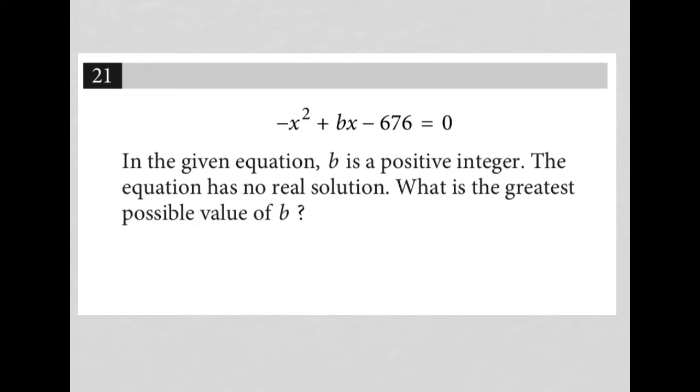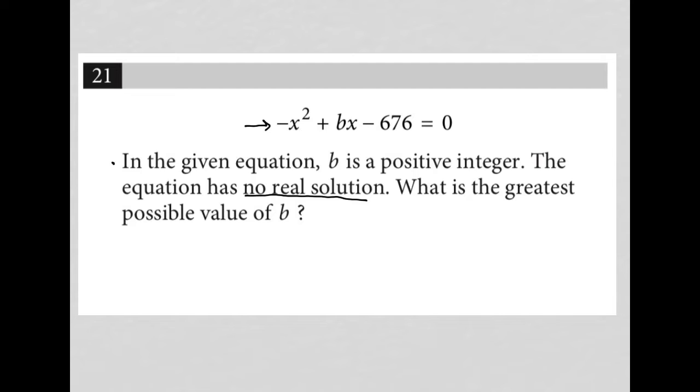So this question starts off by providing us with this equation, negative x squared plus bx minus 676 equals 0. It goes on to say, in the given equation, b is a positive integer. The equation has no real solution. What is the greatest possible value of b?